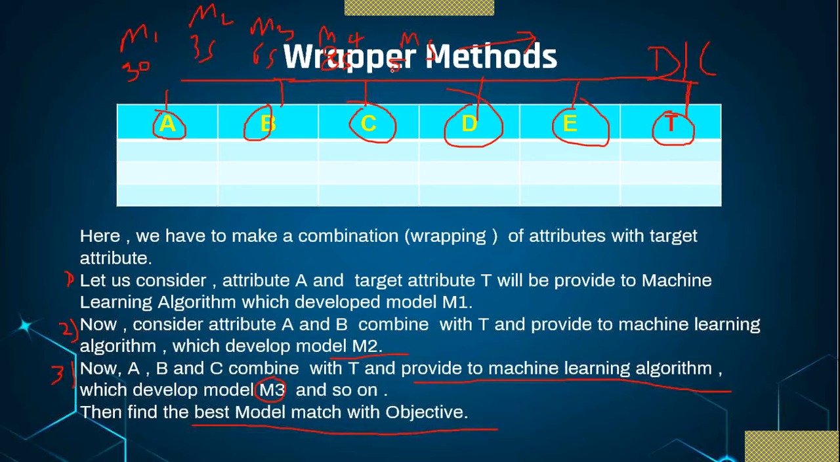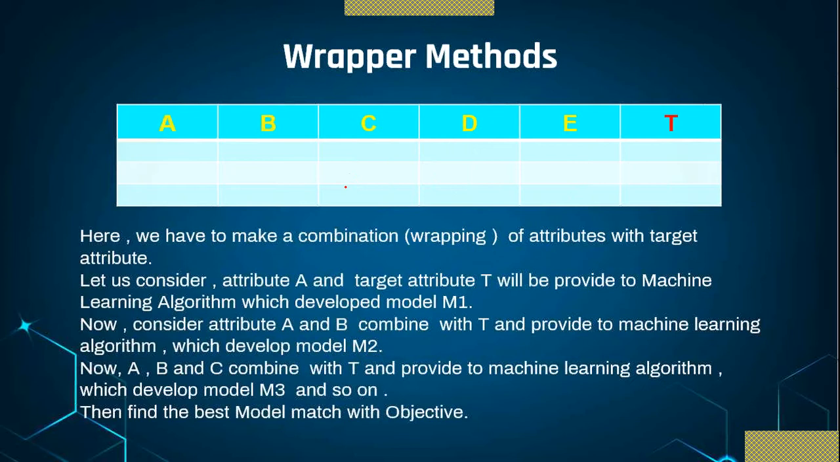So you can select that 87 is a good one. It means you have to select all five features combined with the target attribute, and then you are getting 87% accuracy, and hence you can select the best one. That is called the wrapper method.